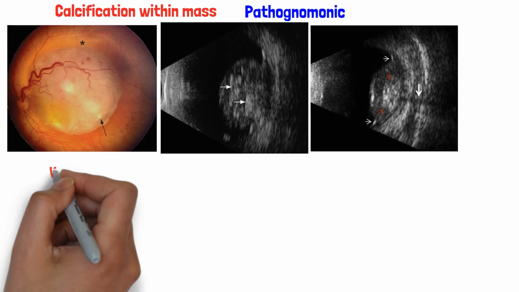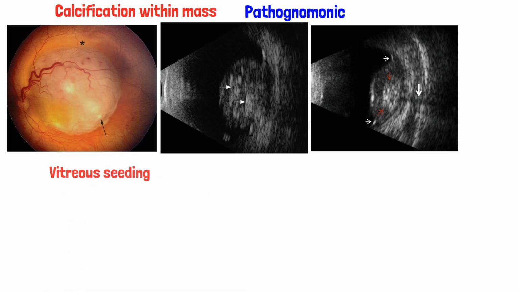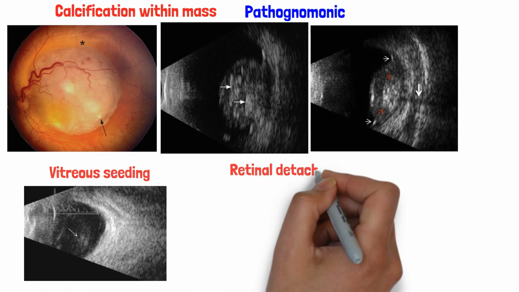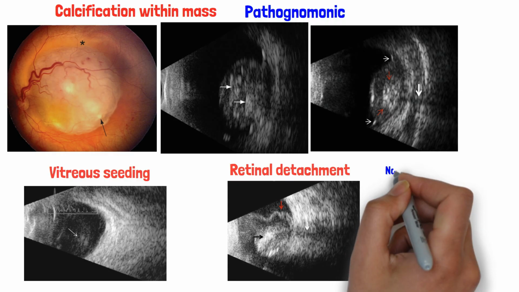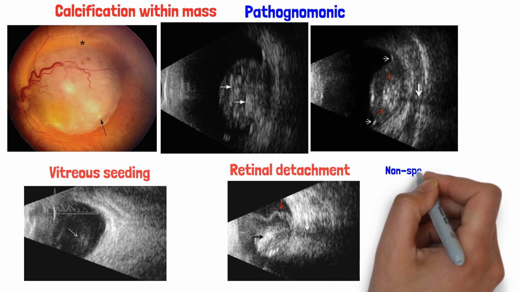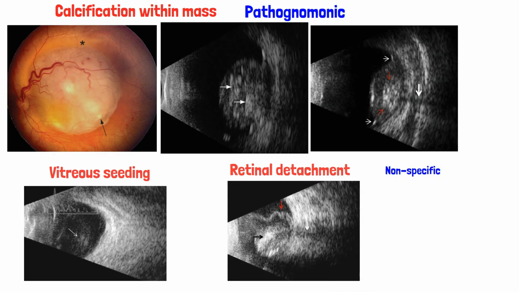Other ultrasound findings can include vitreous seeding, retinal detachment, or a vascularized intraocular mass. However, these features are not unique to retinoblastoma and may be seen in other tumors or conditions. That's why calcification on B-scan is the key ultrasonographic sign to confirm the suspicion.